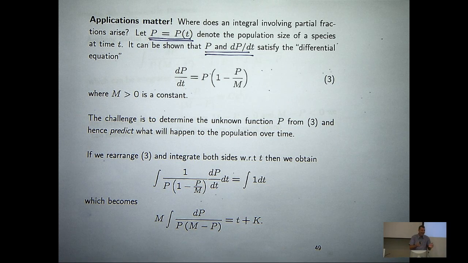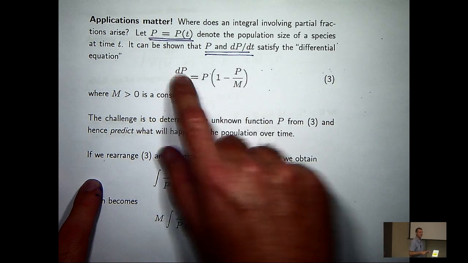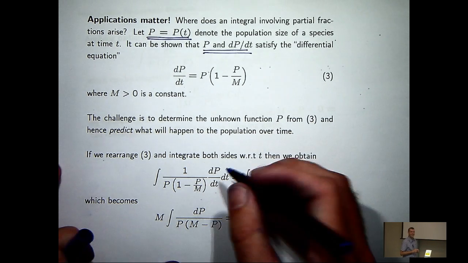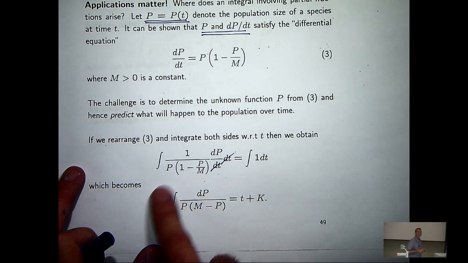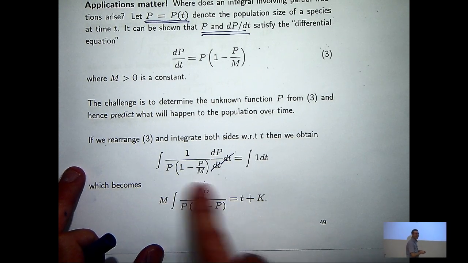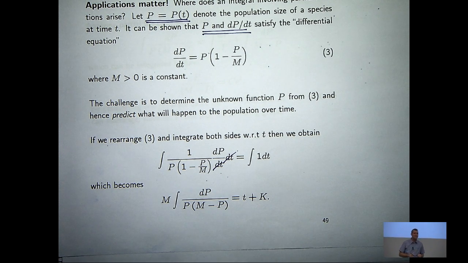Now, solving differential equations in many cases uses integration. So what we can do with this differential equation is to rearrange it and integrate on both sides with respect to t. So you get a bit of a cancellation there. Essentially what you want to do is integrate this left-hand side somehow. Remember, m's a constant. This is perfect for using the partial fractions approach.